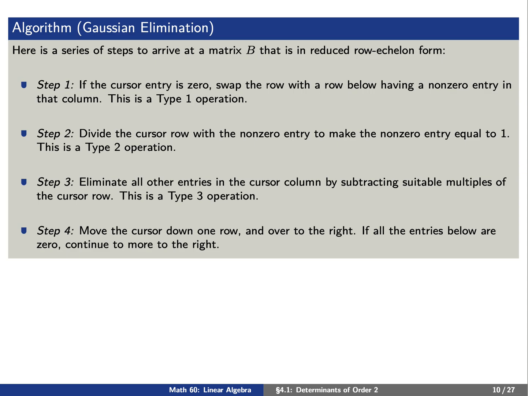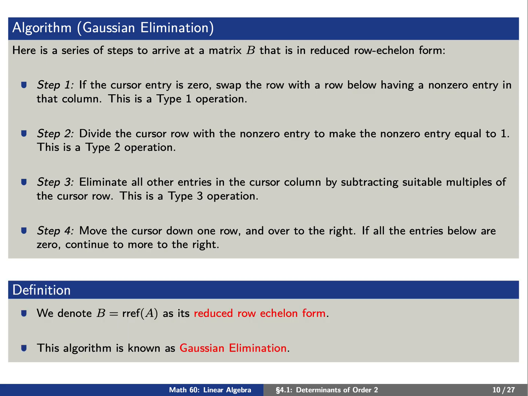Finally, once we've done this, we'll move the cursor down one row and over to the right one, and then perform these steps all over again. Starting with an m by n matrix A and arriving at this matrix B in this way is what's called Gaussian elimination, and this matrix B is what we say is in reduced row echelon form.